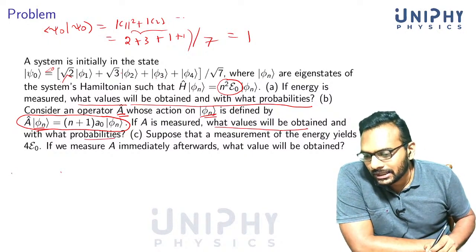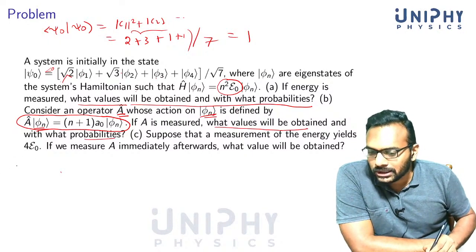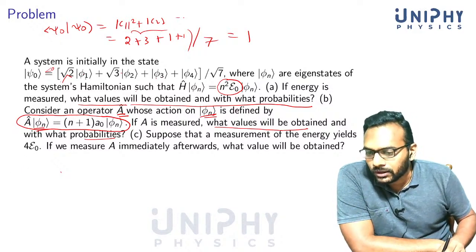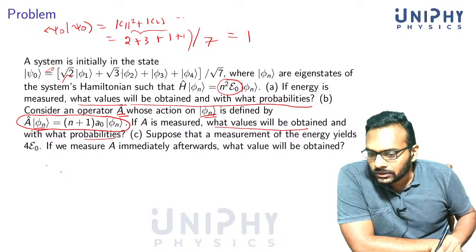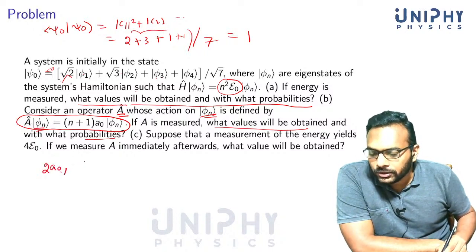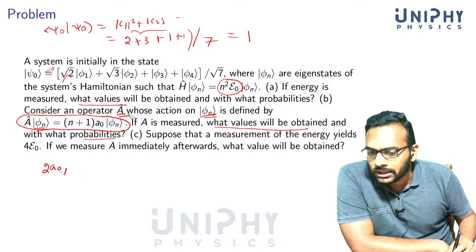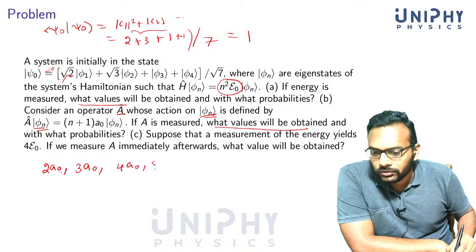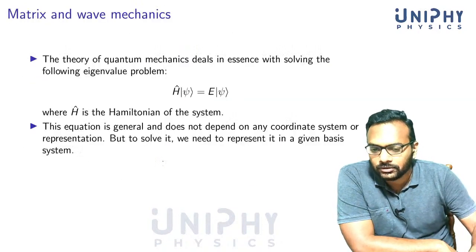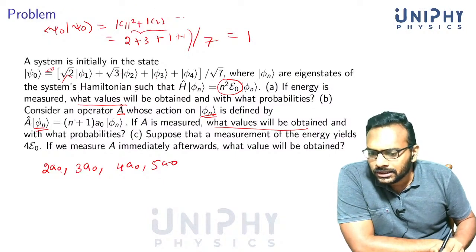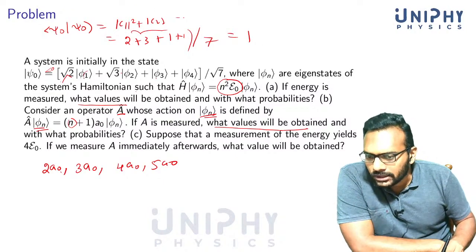Again, that's not a very difficult thing. You know that the measured values will be the eigenvalues, so you just do this. For phi 1, n equal to 1, so it is 2 A 0. For phi 2 you will have 2 plus 1, 3 A 0, and 4 A 0, 5 A 0. These are the values that will be measured. I think I didn't make any mistake here. This n here, it's this 1.